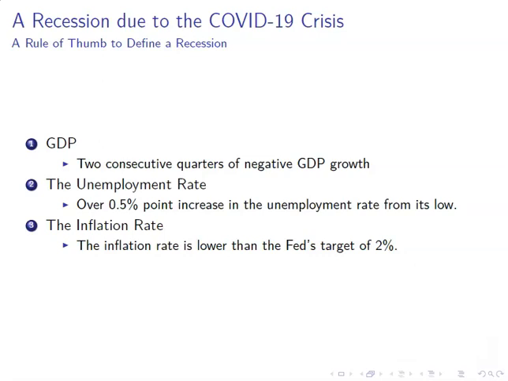Okay? Alright, so we can say that our economy is in a recession in terms of GDP if GDP growth is negative for 2 consecutive quarters. And we can also say that our economy is in a recession in terms of the unemployment rate if the rate jumps up by more than 0.5 percentage point this quarter compared to the previous one. And we can say that our economy is in a recession in terms of the inflation rate if the rate is below the Federal Reserve Bank's target of 2%.